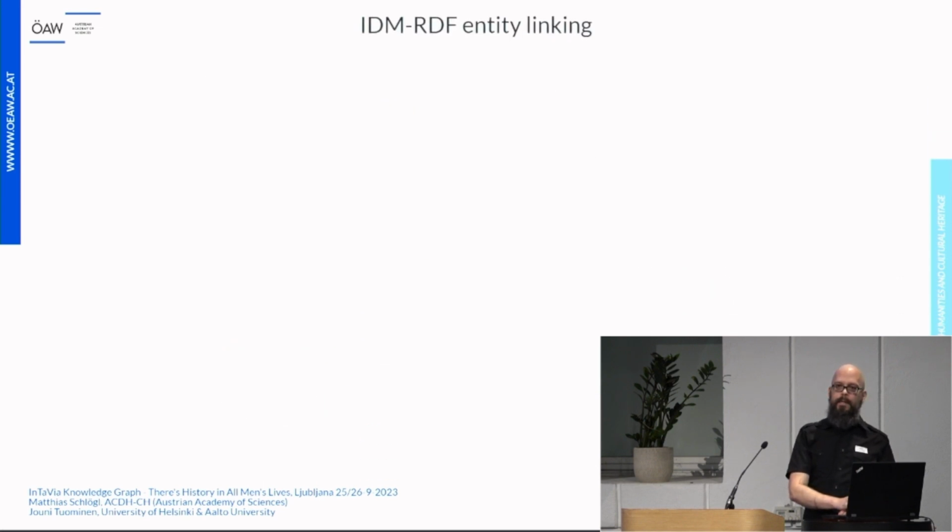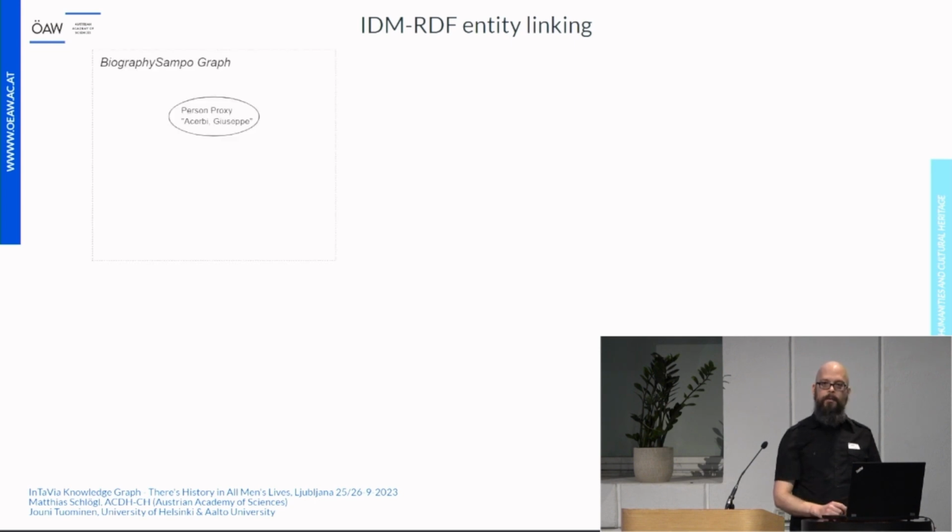Then how is this entity linking done in practice? We have different kinds of enrichment workflows, and this is an example of the basic interlinking flow that we use. So for example, in the Finnish biography sample graph, we have a person, Giuseppe Acerbi, an Italian natural historian, explorer and composer. So we have his biography. On the other hand, in the Austrian biography dataset we also have his biography. So how can we know that these are the same person and interlink them?